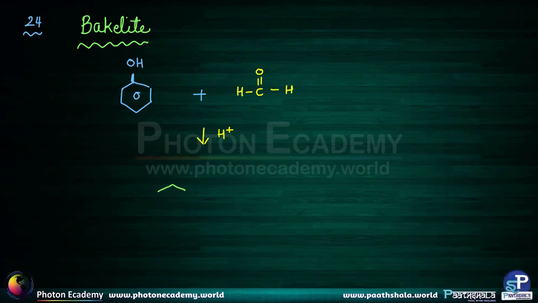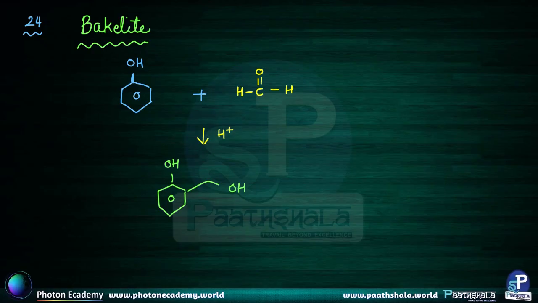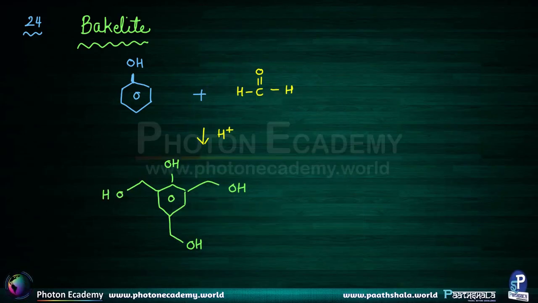So bakelite structure is OH, and we have got OH from formaldehyde. Now over time, as the polymerization proceeds, what happens is that the OH comes at all the three positions. So we have them at ortho, meta, and para position, as you can see.